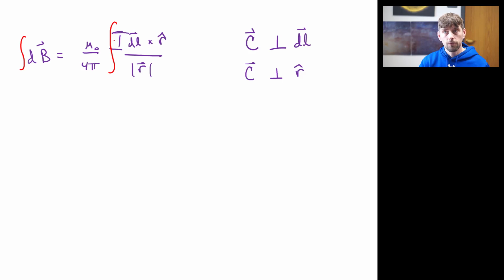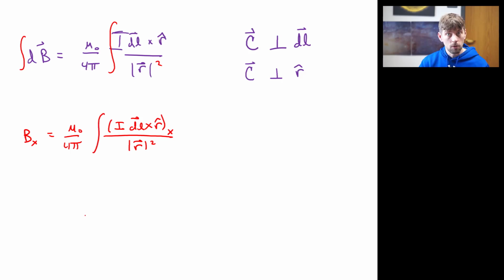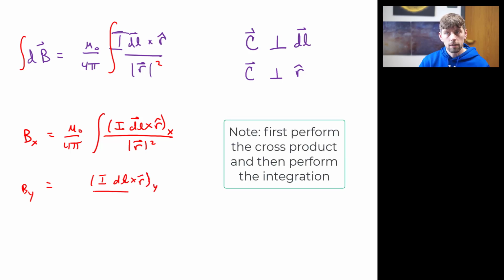If you want to figure out this integral, what you can do is say, well, the x component simply must be the, for lack of a better term, I'll call it I dl cross r hat. I'll say the x component of that cross product. You would just do the integral of the x component. Or if you wanted the y component of B, then you'll integrate whatever the y component of this cross product ends up being, et cetera, et cetera.